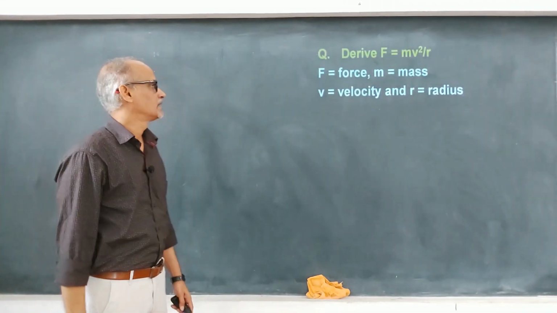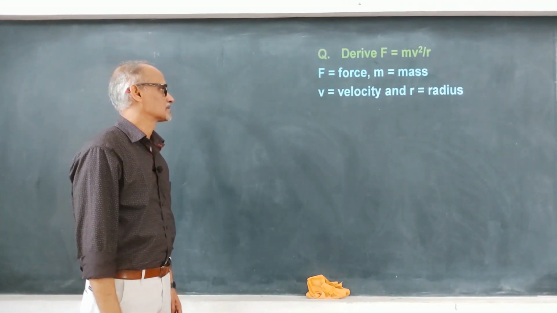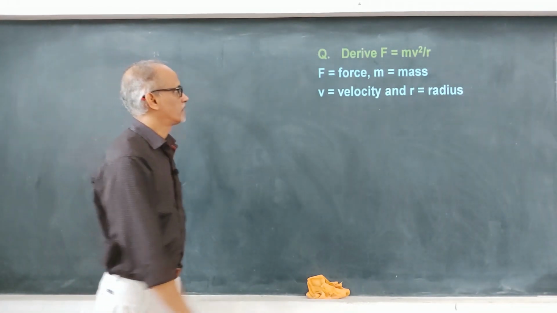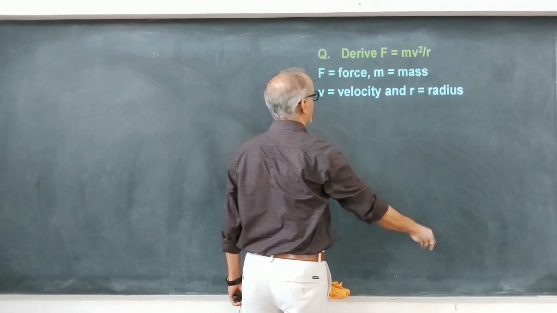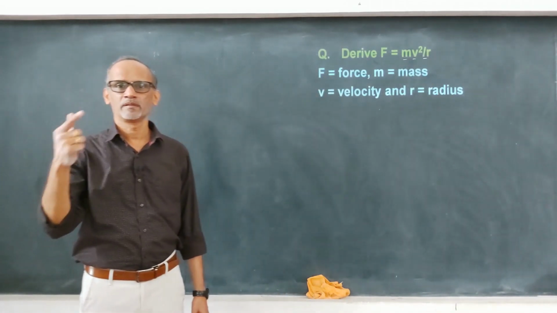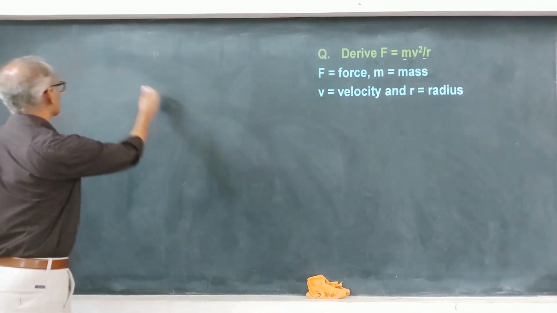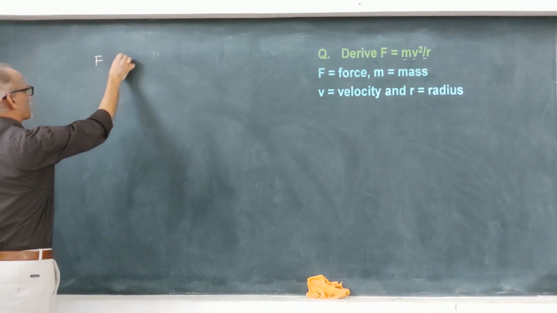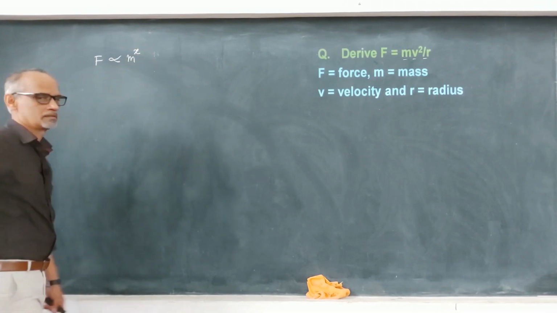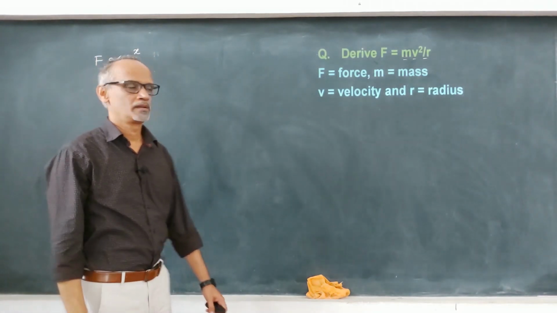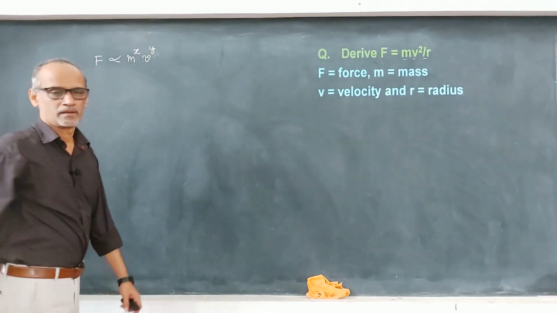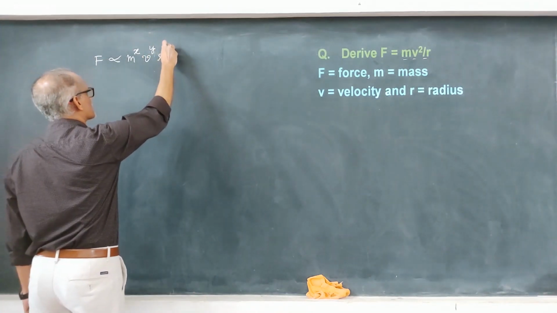Where, what's F? F is the force. What is m? Mass. What is v? Velocity. What is r? Radius. So force depends on how many factors? It depends on 3 factors: m, v and r. So let's write the equation like this. F depends on mass to the power x. It depends on velocity to the power y. It depends on the radius to the power z.